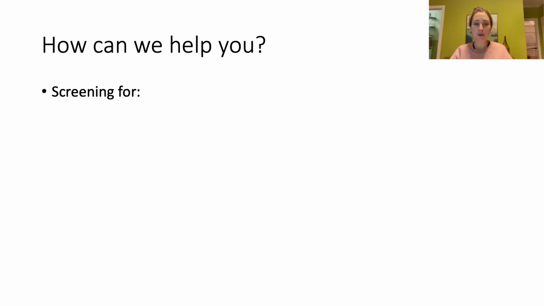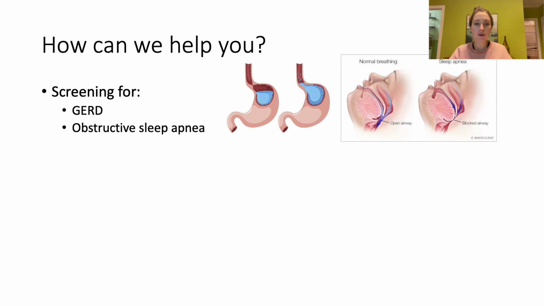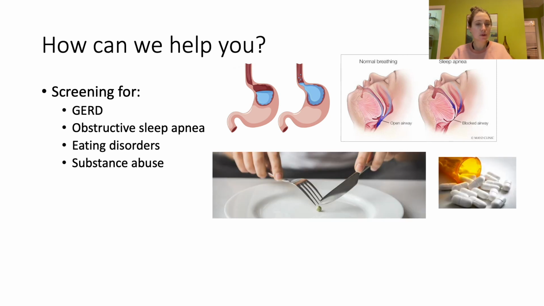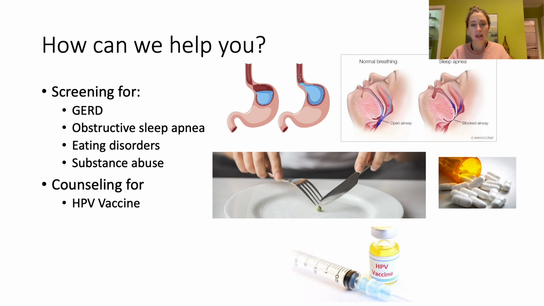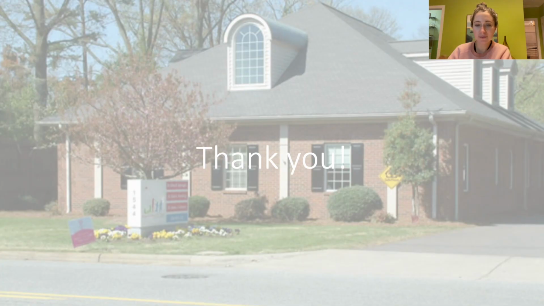And then how can we help you? So we can screen for GERD, obstructive sleep apnea, eating disorders, substance abuse. These things all show signs in the oral cavity. So we can see if a child has GERD based on the way that their enamel is eroding. We can also counsel for the HPV vaccine, since there is indication that HPV vaccine is preventative from oral pharyngeal cancers. And if anyone wants to collaborate on any of those things, just please let me know. I'd be happy to talk to you about it.